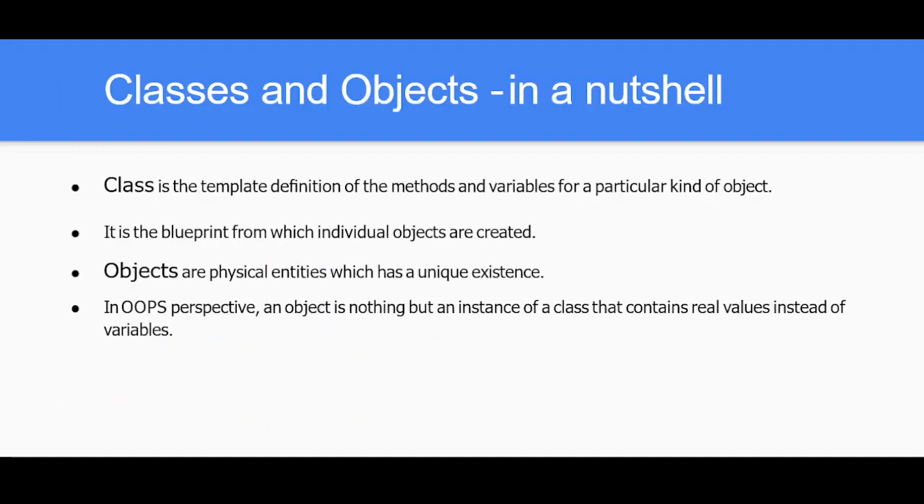Then we have classes and objects in a nutshell. So class is the template definition of the object and variables for a particular kind of object. It is the blueprint from which individual objects are created. Objects are physical entities which have unique existence. From an OOP's perspective, an object is nothing but an instance of a class that contains real values instead of the variables. Okay, so I hope you understood everything.